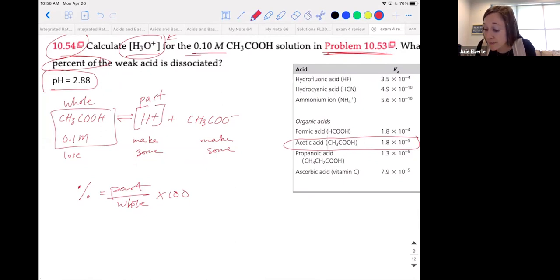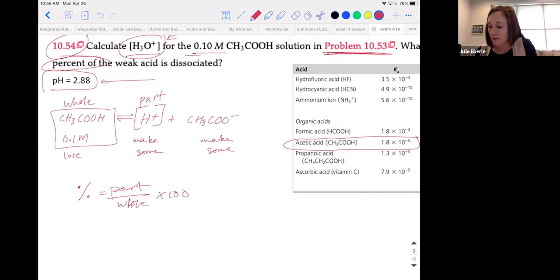Okay. Now, we know the pH. If the pH is 2.88, can we get the concentration of H+ from pH? How can we do that? How can we get the concentration of H+ from pH? Anybody remember how we do that?